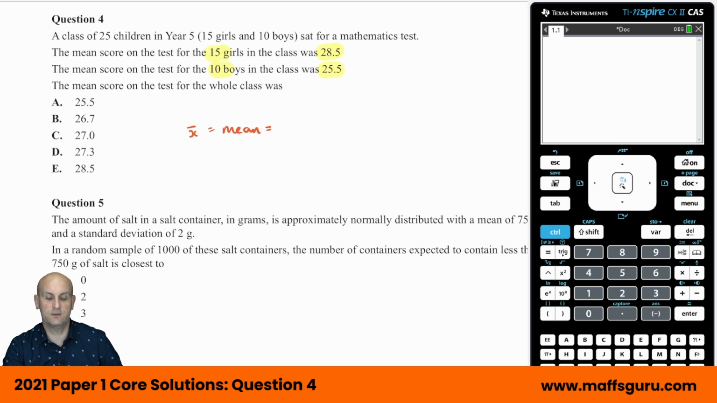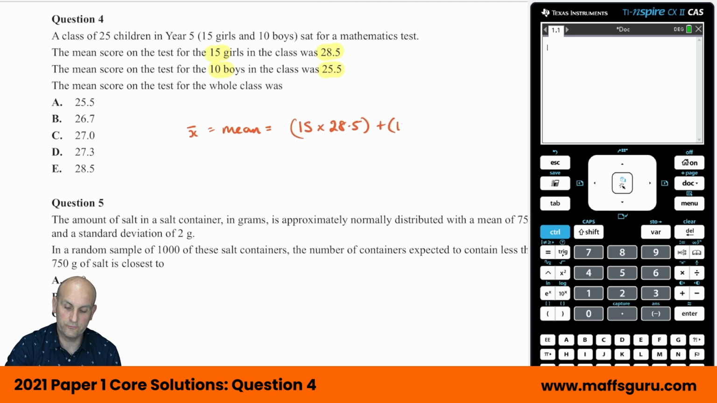So if each student in the room on average got 28.5 for the girls, then we can work out their total score is 15 times 28.5. I'm going to add on the total score of the boys, which was 10 times 25.5, because each of those boys on average got 25.5. And then I would divide that by the total number of people in the room, which is 25.